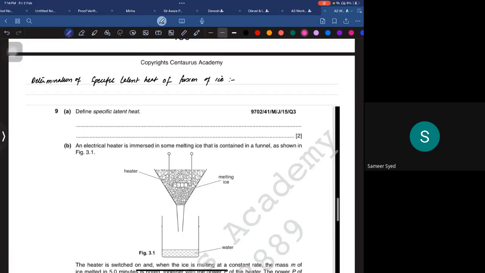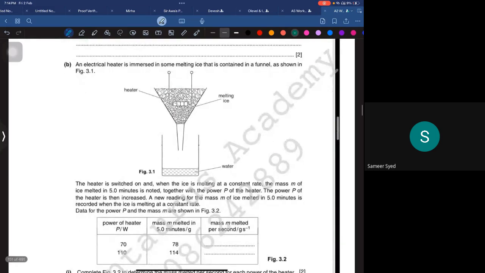Finally, we're going to talk about the determination of specific latent heat of fusion of ice. Now, this is a bit tricky one. It just seems easy, but it's kind of tricky. The first part will be your homework because it's the same definition that we've written in the last question. So do practice it here. Now, in this one, I just want to tell you something very, very important.